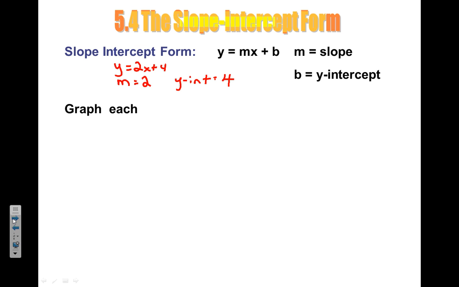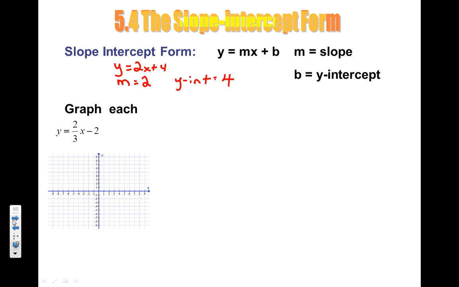So we're going to do several examples using the slope-intercept form. Here's the first example. Y equals 2/3 x minus 2. Your slope, which is the number attached to the x, is 2/3. So it's a rise over run, a rise of 2 and a run of 3. And your y-intercept, which is the point where it crosses the y-axis, is the b, which is -2.